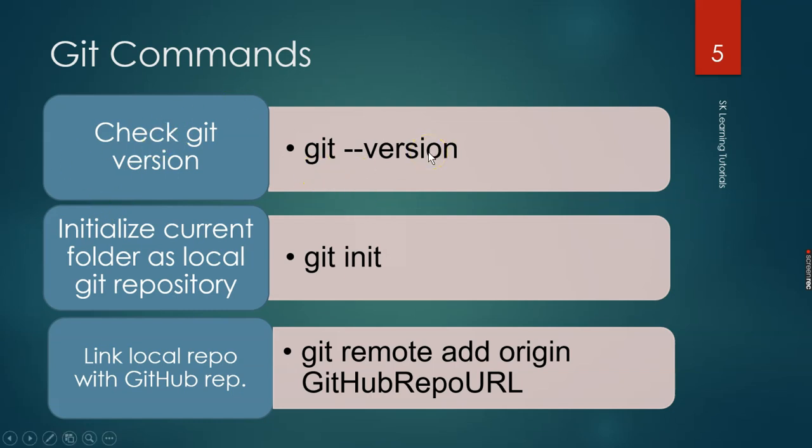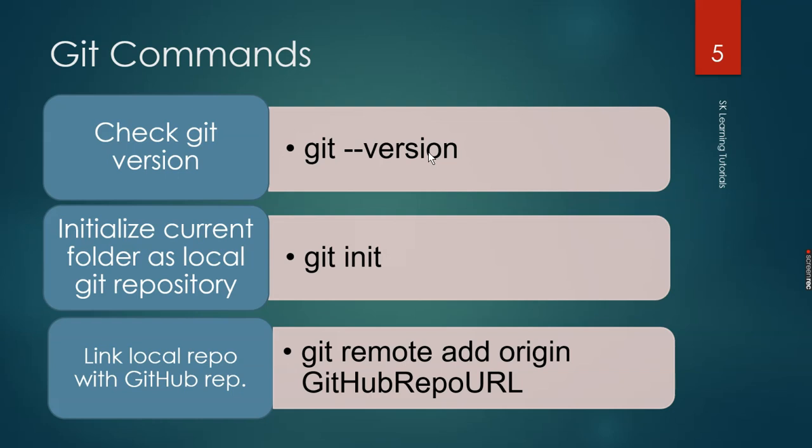This command is used to check which version of Git is installed on your machine. If Git is installed, then it will print the version number, else it will show the message Git command not found. If you are getting a message Git command not found, then you need to install the Git software. We have already installed Git in the previous video. So let's run this command to check its output.